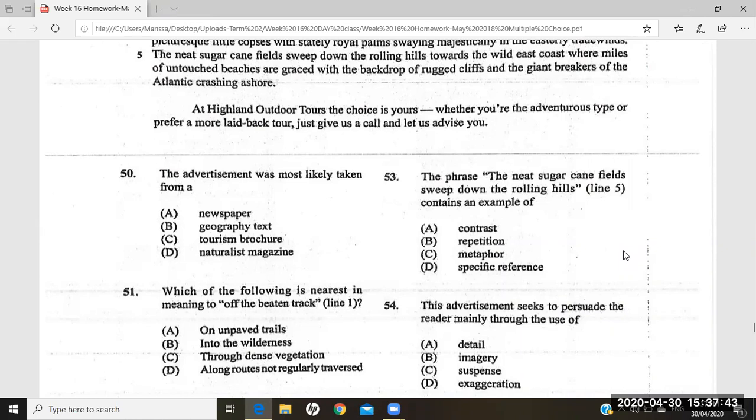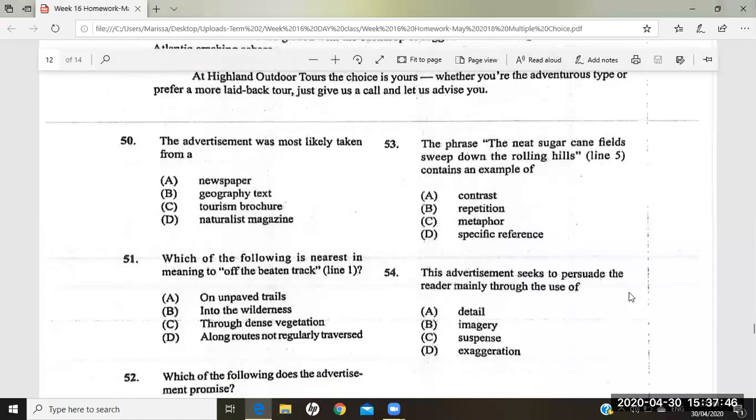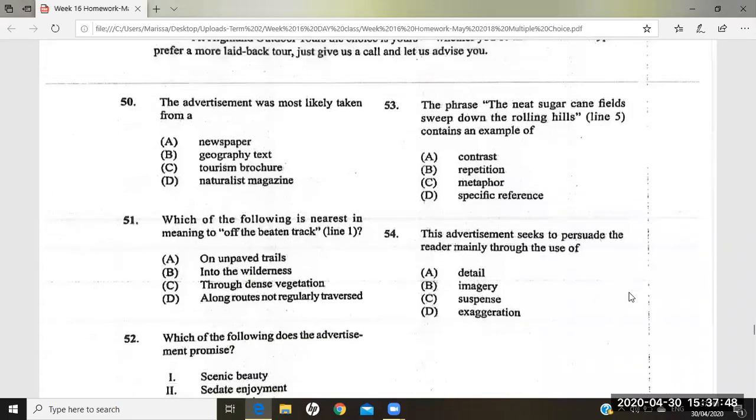Yes, Reagan, the answer is a contrast. Very good. And 54, Shalanda. This advertisement seeks to persuade the reader mainly through the use of what? So what does the writer rely on heavily to try and persuade the reader? Through the use of what? Imagery. Yes, Shalanda, the answer is B, imagery.